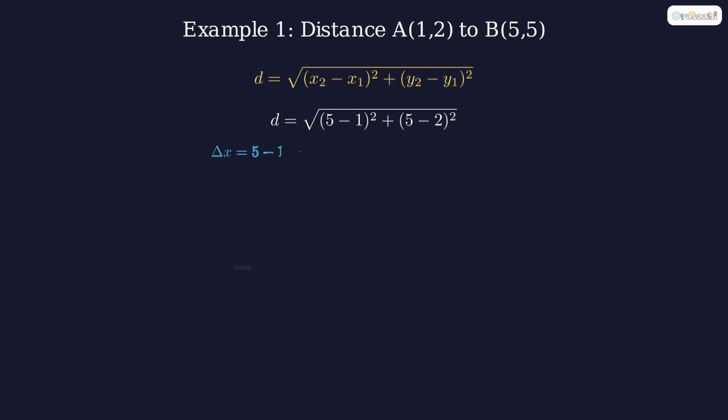Example 1. Find the distance from A (1, 2) to B (5, 5). Horizontal distance is 5 minus 1, that's 4. Vertical distance is 5 minus 2, that's 3.